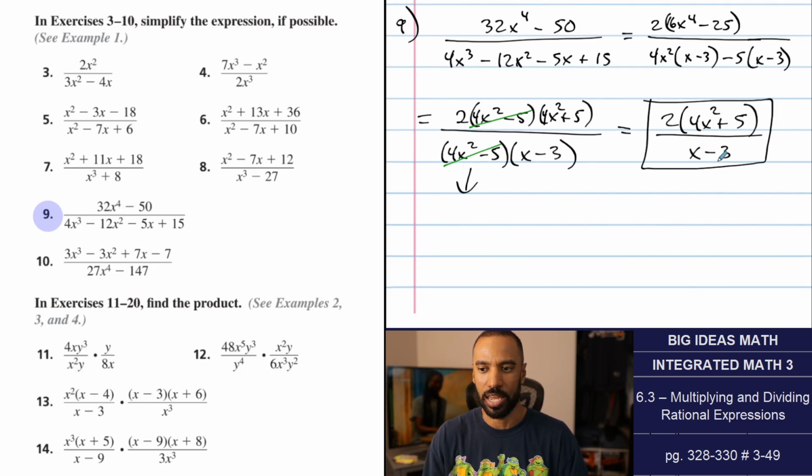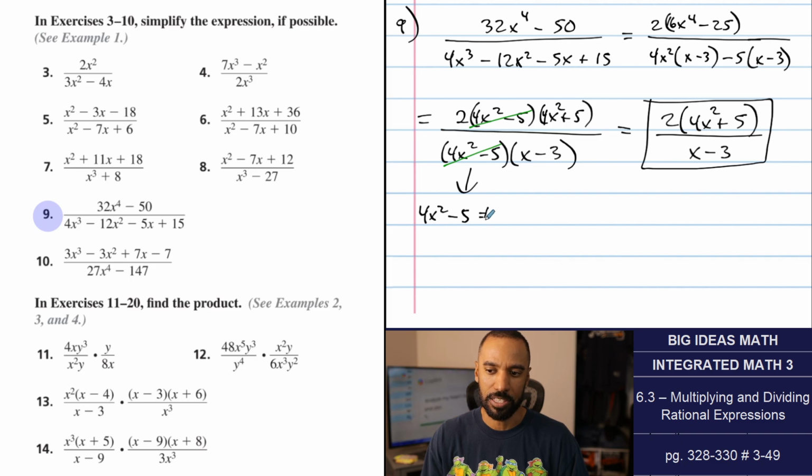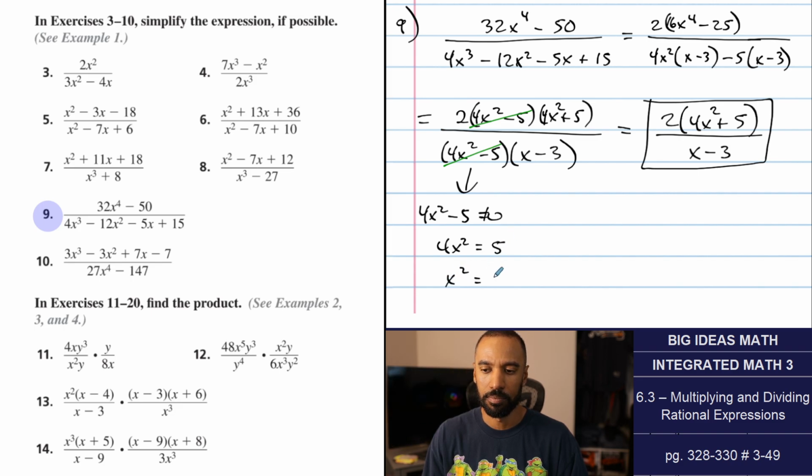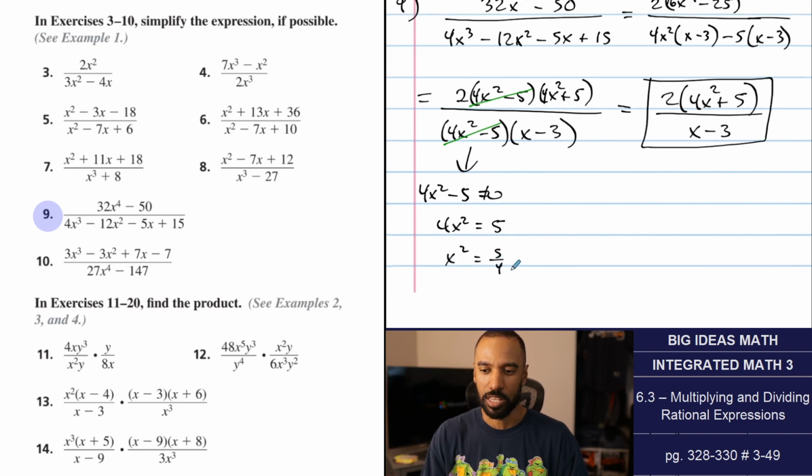Let's talk about this set. Sure, x can't equal 3, but what else? 4x squared minus 5 can't equal 0. So let's do some work on that. Let's add 5 to both sides. Let's divide both sides by 4. And let's take the square root of both sides.